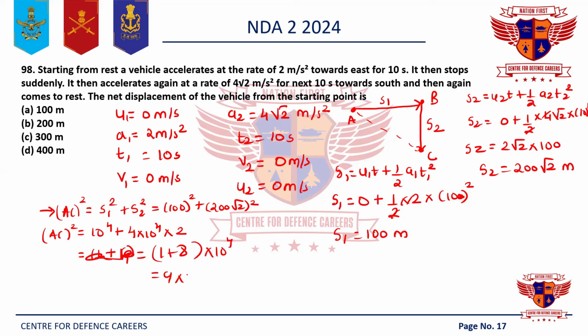We get 9 into 10 raised to 4 as AC square. Now taking square root on both sides, we get 3 into 10 raised to 2. That will be equal to 300 meters. So the correct answer will be 300 meters. Okay, now moving on to the next question.